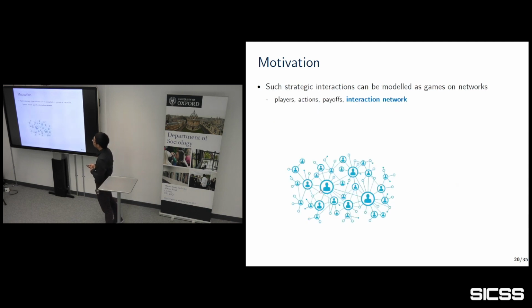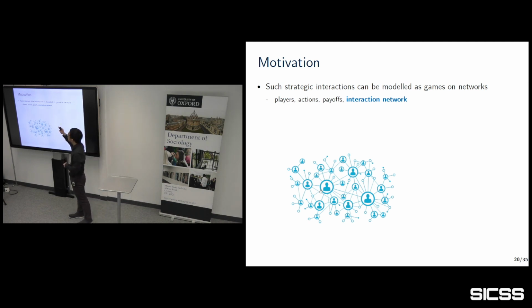In both of the scenarios, you can see that there exist strategic interactions between people, which can be modeled as games. Game theory is basically a mathematical model of rational decision making between individuals. Usually it contains key concepts such as a player and the actions. The actions can be binary, whether to buy a book or not. It can also be continuous, like the amount of effort that you put. The payoff is basically how much reward you get following your action.